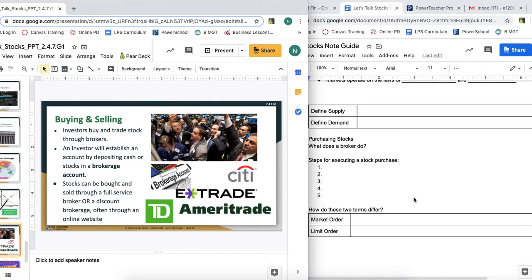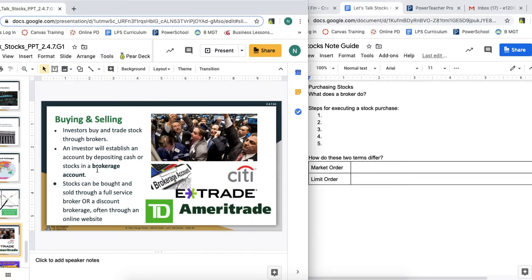All right. And now purchasing stocks. So we already know that investors buy and trade stocks, and they do this through brokers because there are limited seats at stock exchanges. So what does a broker do? A broker is going to work for a client and deposit cash or stocks into a brokerage account. So the broker is going to work for a client, possibly advise them, and help them make the best decision for their future given the investments that they're interested in making.